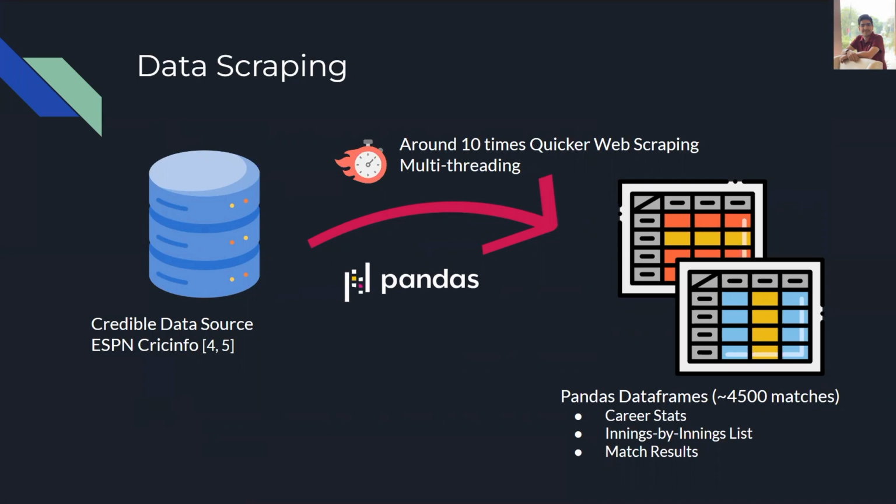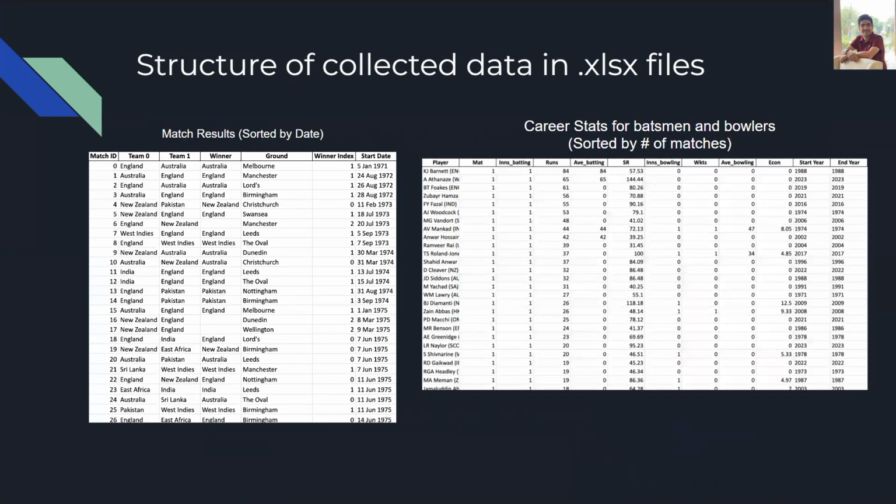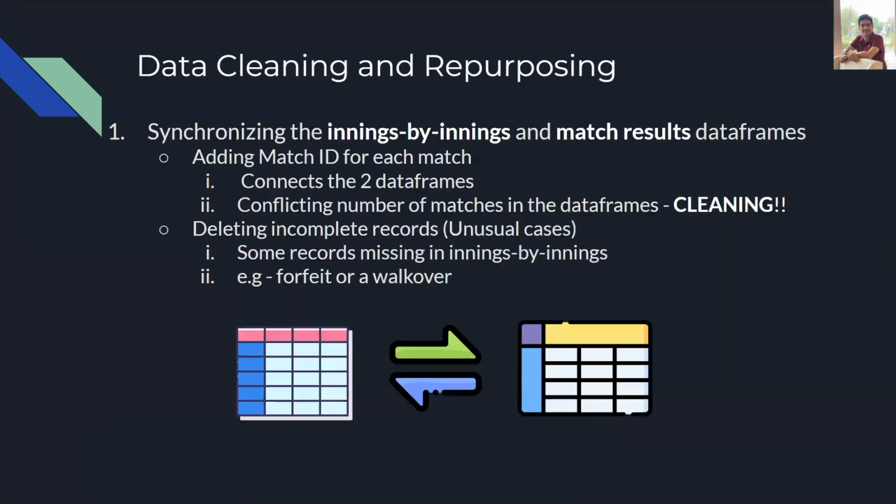To make this process of web scraping around 10 times faster, we have used multi-threading. Here is the structure of data that we have collected and saved in .xlsx files. We have data for bowling innings, batting innings, match results, and career stats. Next up is data cleaning and repurposing.